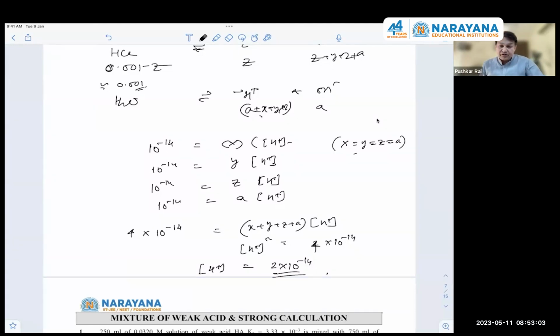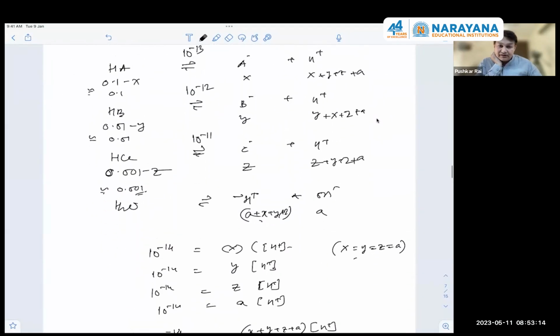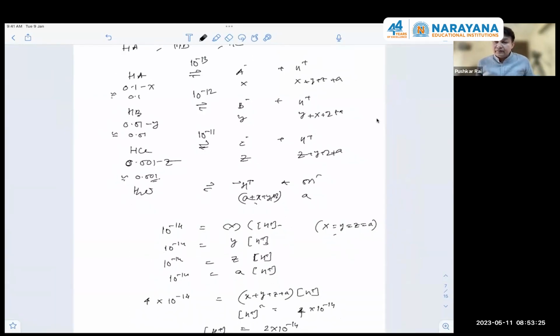So what is so special about this problem? See, the degree of dissociation of all three acids is different. And our intuition is telling us, the degree of dissociation of which acid should be greatest? The acid with the greater K and lesser concentration. Okay, so that was the idea of the problem. Got it? What do you think? Sometimes they can ask it. Yes, why not? Such a simple question.